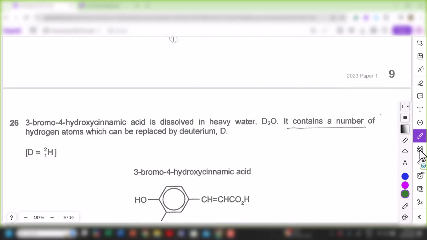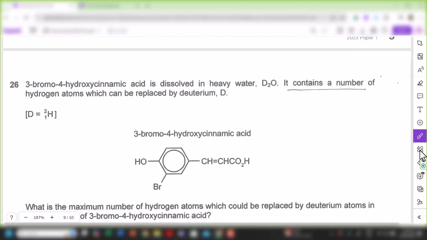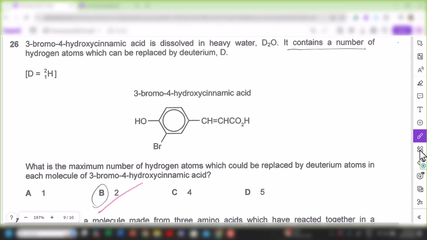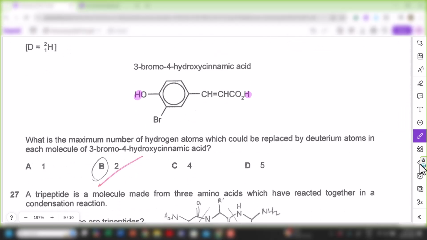Question 26. 3-bromo-4-hydroxycinnamic acid is dissolved in heavy water. It contains a number of hydrogen atoms which can be replaced by deuterium. For this deuterium exchange, we are only looking at protonic hydrogen, that is hydrogen capable of forming hydrogen bonding. If I color code them, it will be here and here. So these two are the protonic hydrogens that we are talking about. So total will be 2. The rest of the CHs are not possible.